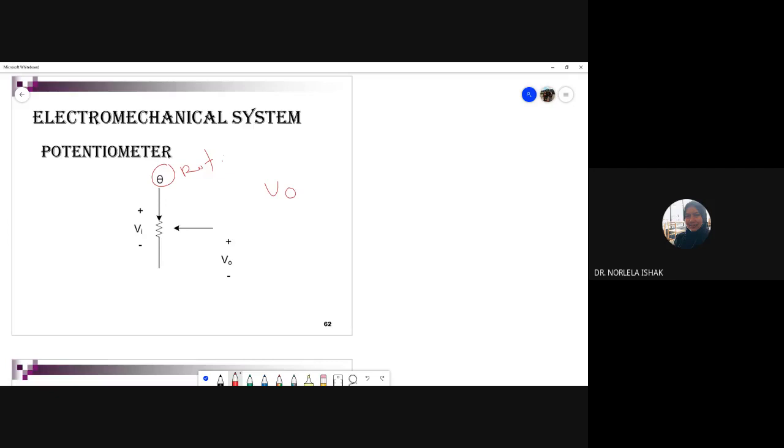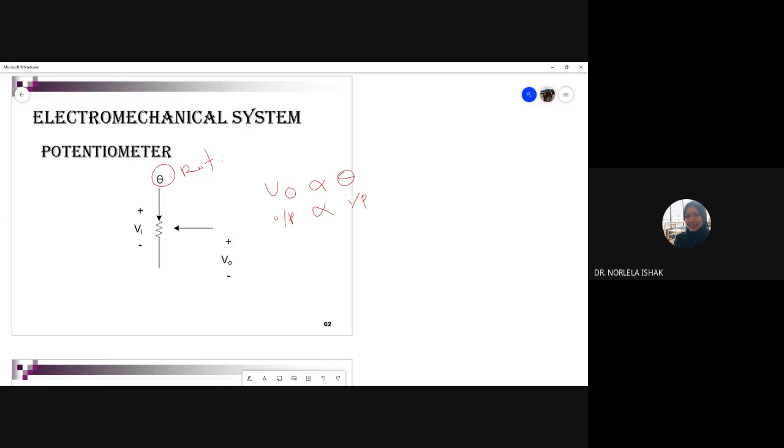Based on rotational motion, meaning the output from the potentiometer is proportional to the angle you adjust. Of course, this is the output, based on or proportional to the input. The input is the angle. This is a potentiometer. How do we write the equation for a potentiometer?